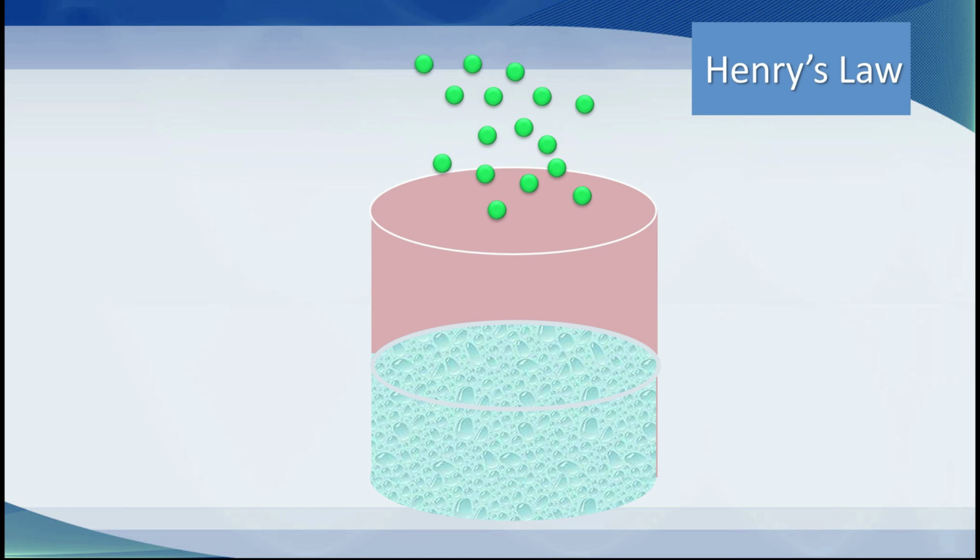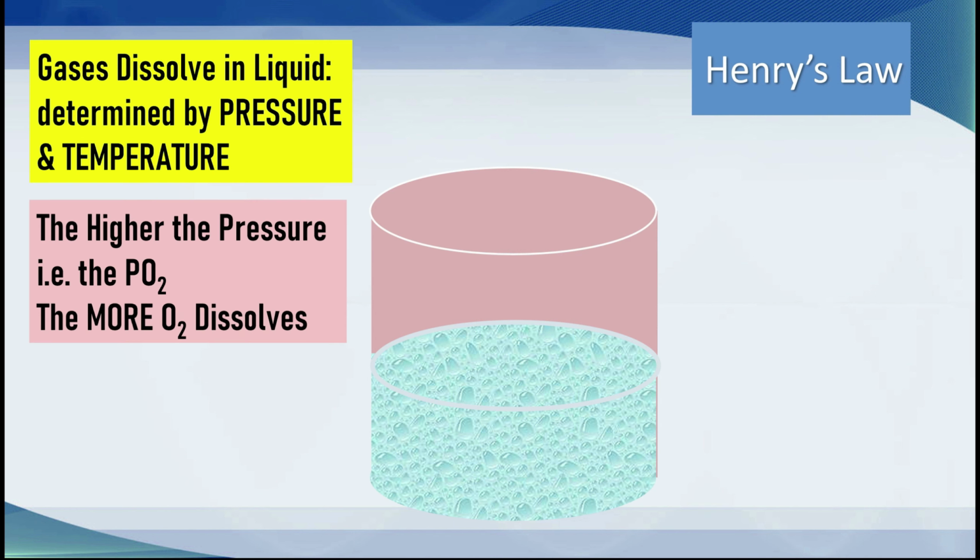Gases dissolve in liquids. The amount of gas that dissolves was described 200 years ago by William Henry, and it's determined by the temperature and the pressure. The higher the pressure, the more oxygen that dissolves in the liquid. In the body, that means that the total quantity of oxygen in blood is proportional to the partial pressure, the PaO2, and in this way, PaO2 is useful on blood gases. Now remember, most of the oxygen is carried associated with hemoglobin in the blood, but we use the dissolved oxygen as our way of measuring oxygenation.